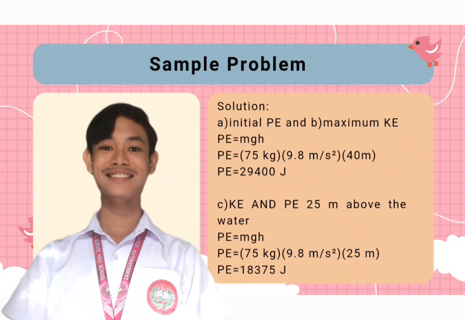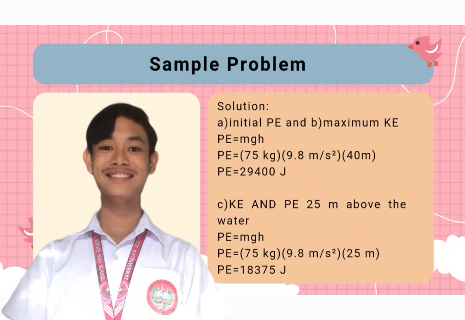So here is the solution. So for letter A, initial potential energy, and for letter B, maximum kinetic energy. So PE equals mgh. PE equals 75 kilograms times 9.8 meters per second squared times 40 meters. So PE is 29,400 joules.